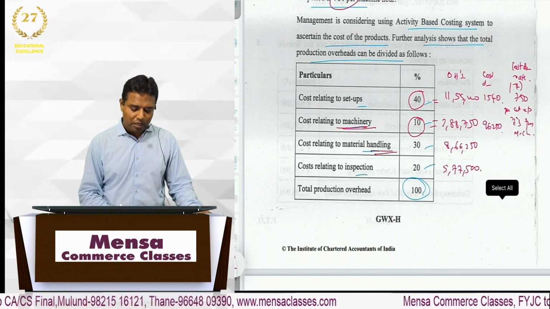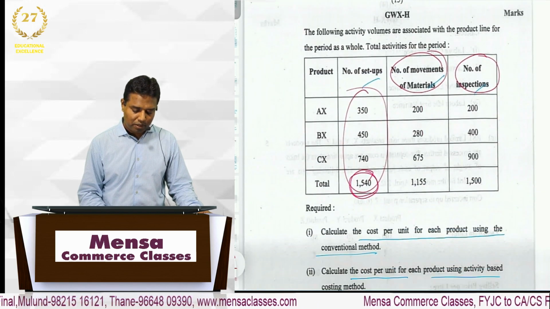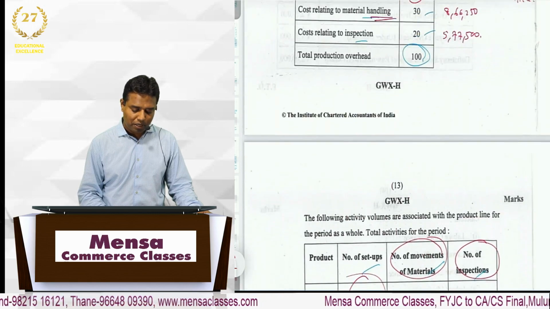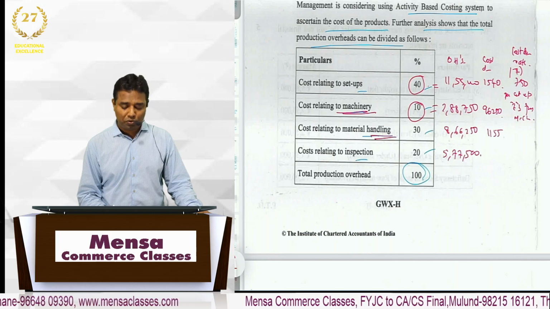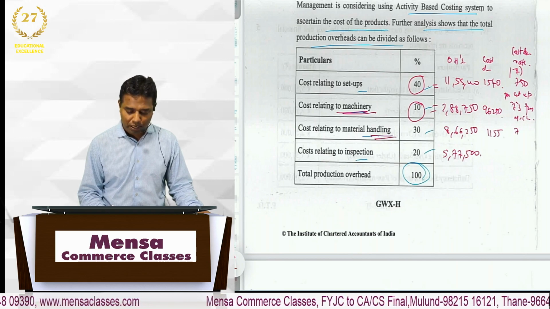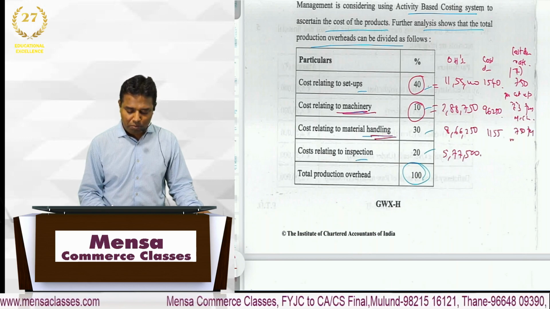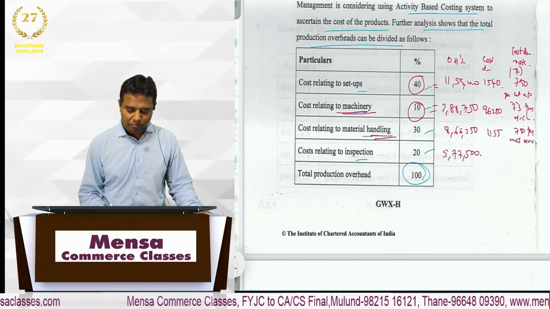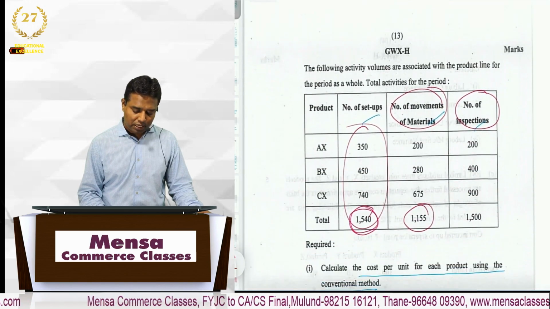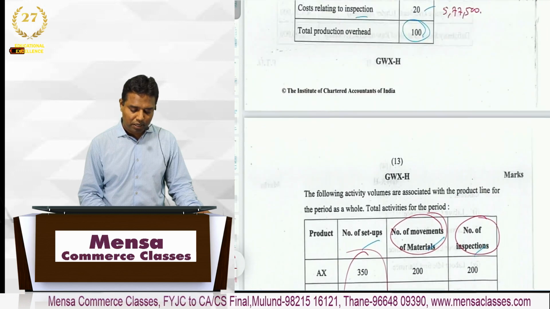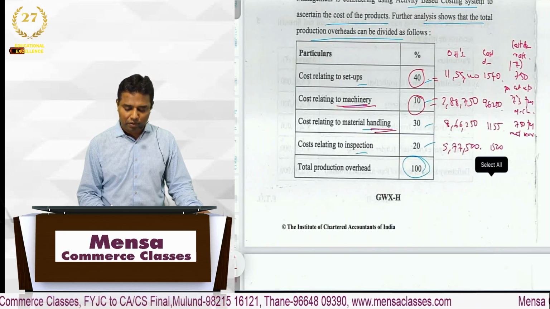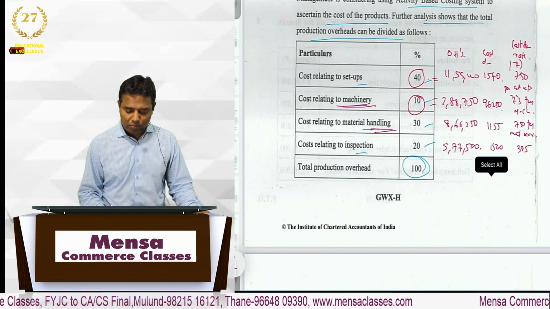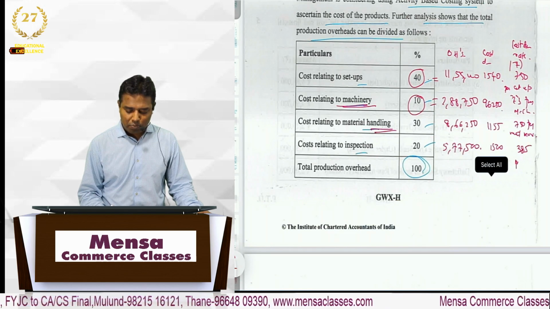Done. Material handling: I think the data is given. Number of material movements is 1155. So 8,66,250 divided by 1155 is 750 per material movement. Then inspection: I think they have given a total of 1500 inspections. So 5,77,500 divided by 1500 comes to 385 rupees per inspection.